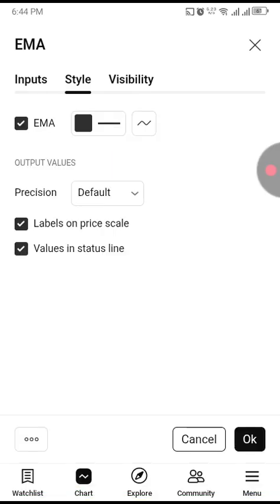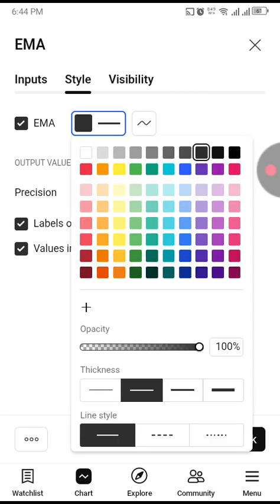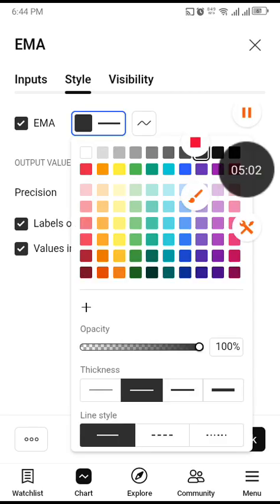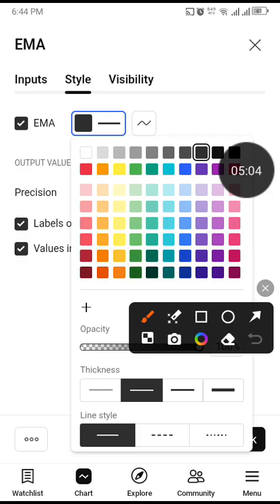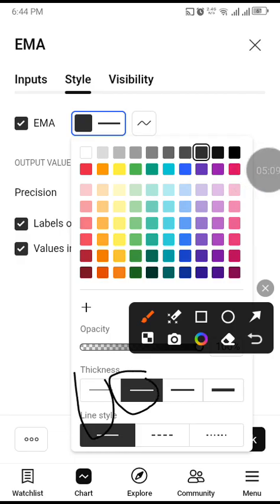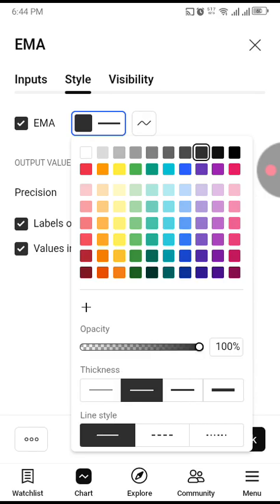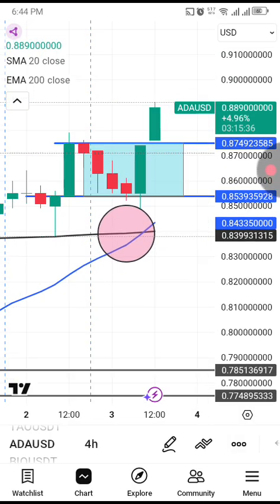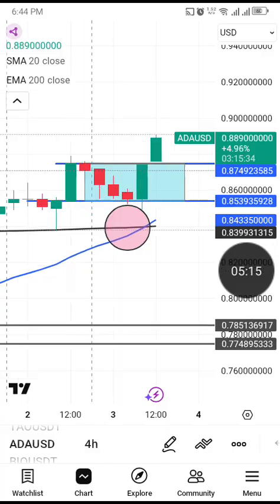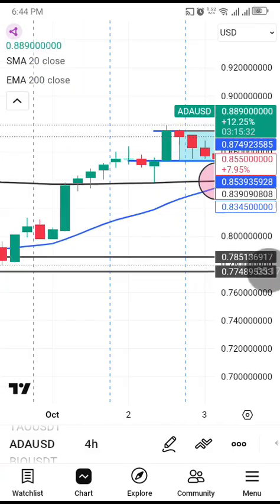Then on style, it is where you select the line. You tap here, then you select the line and the color that you want to represent it. You decide these two, because the first one is invisible. Do you see? And you tap OK. So this is how I normally trade this one candlestick.